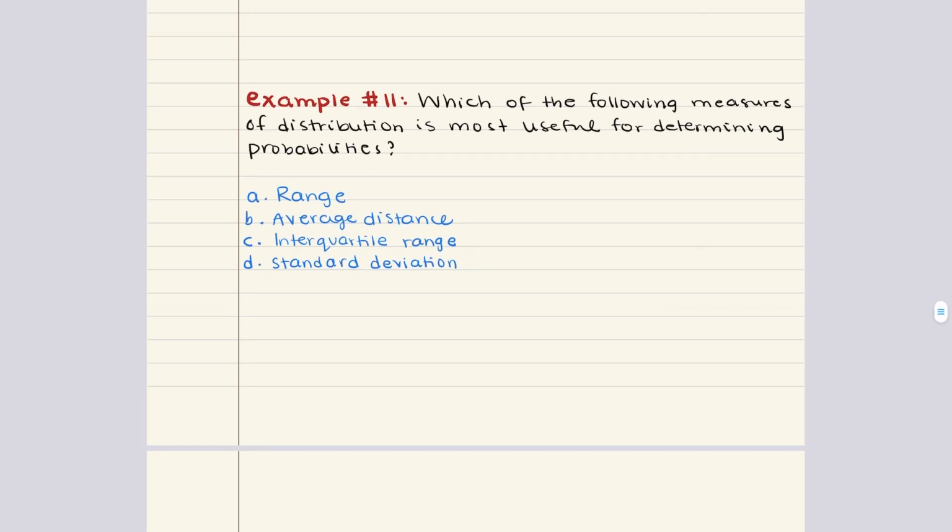Problem 11 says, which of the following measures of distribution is most useful for determining probabilities? A says range, B says average distance, C says interquartile range, and D says standard deviation. Standard deviation is the most common measure of distribution. It is the most closely linked to the mean of a distribution, and it can be used to calculate p-values, which are probabilities. And specifically, p-values are the probability that an observed difference between two populations is due to chance. So with that being said, the correct answer for problem 11 is D.